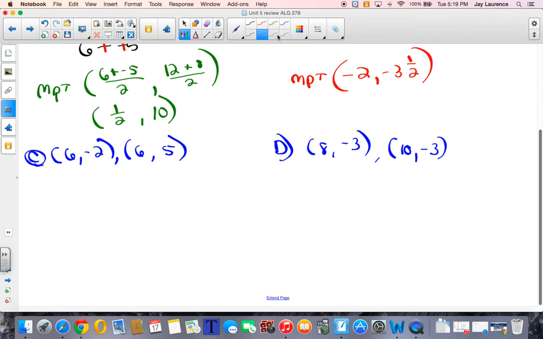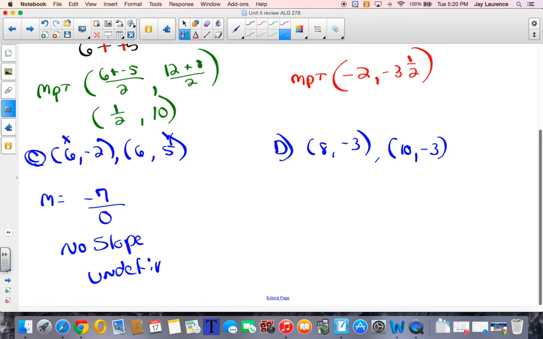All right, C. Get the slope. 6 minus 5. Oh, can't do 6 minus 5 because 6 is an x-coordinate. 5 is a y-coordinate. I can do negative 2 minus 5, which would be negative 7. 6 minus 6 is 0. This has no slope, or you may tell me that it's undefined. Right? It's no slope because you're not allowed to divide by 0. See the 0 down there? Negative 7 divided by 0. You can't do it. No slope, or you could tell me it's undefined. Either one. Not unidentified, undefined.